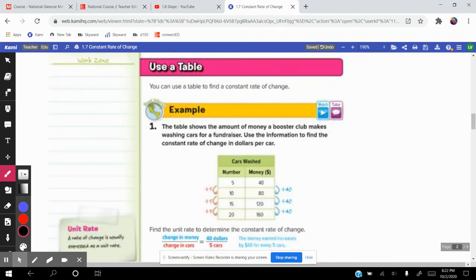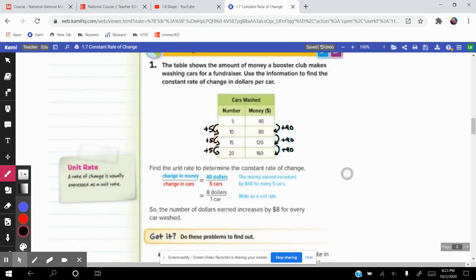Let's use a table. You can use a table to find a constant rate of change. So an example, the table shows the amount of money a booster club makes washing cars for a fundraiser. Use the information to find the constant rate of change in dollars per car. Cars washed goes from 5 to 10 to 15 to 20, so each time they are increasing by 5. Then for the money in dollars, it is going from 20 to 40, which is increasing by 40. From 40 to 120, which is increasing by 40. And from 120 to 160, which is again increasing by 40.